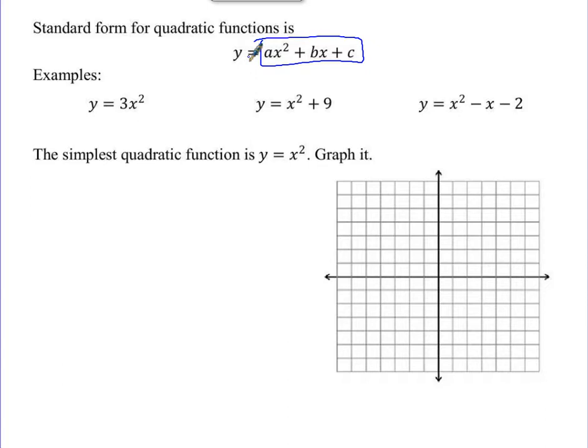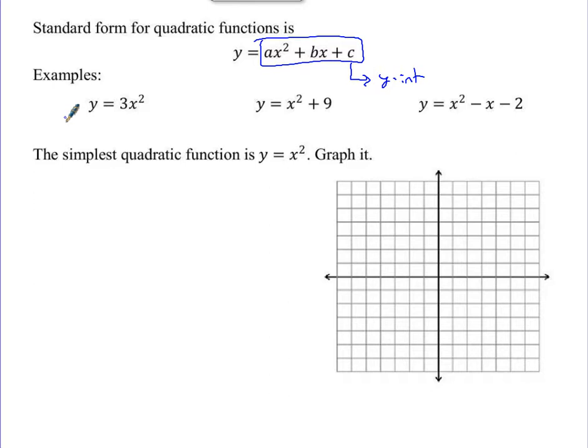Okay. So that's what we're dealing with. Now, there's some things that are going to be on here that are pretty important. This c right here, we already know what that c is. What is it? It's the y-intercept, right? We're going to be talking about this a right here also, and what it does to the parabolas when you graph them. So we'll get there. So for example, y equals 3x squared, y equals x squared plus 9, y equals x squared minus x minus 2.